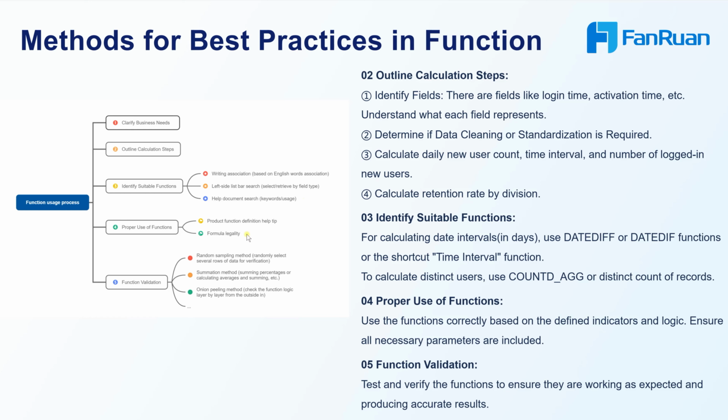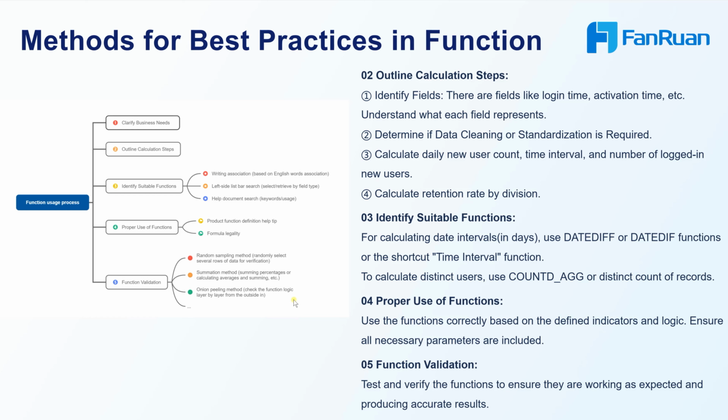Step 4. Proper use of the functions. This step emphasizes applying the function properly. It's straightforward, but ensuring you use the function as intended is critical. Step 5. Function validation. Once you've applied the function, it's essential to verify its accuracy. There are several validation methods. Random sampling method. Summation method. Some indicators must add up to 100%, or you may need to check if the average calculation is correct.